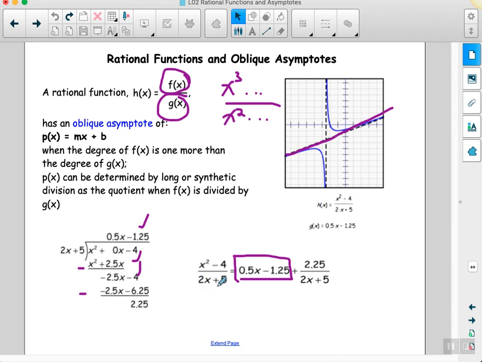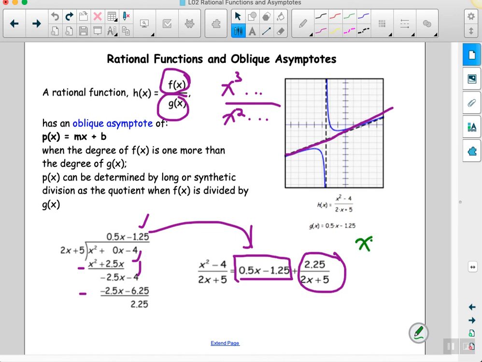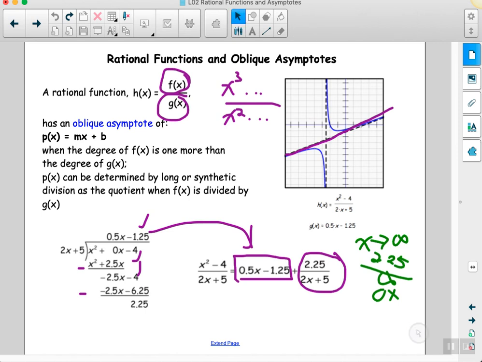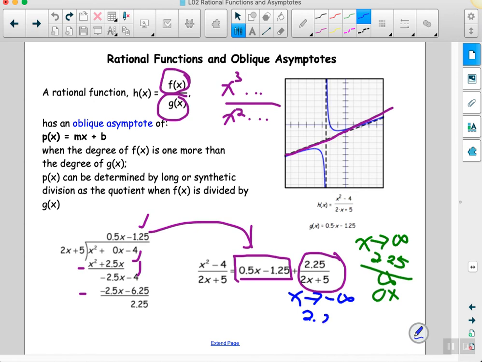So we talked about our function: dividend divided by divisor is going to equal our quotient, so there's our quotient, plus our remainder out of the divisor. And notice, when we head to infinity, this piece is going to tend to 0. So send x to infinity. We're going to get this constant 2.25 over infinity, and this piece is going to tend to 0 positively. If x goes to negative infinity, then we're going to have 2.25 over negative infinity, and now that piece is going to tend to 0, but negatively.